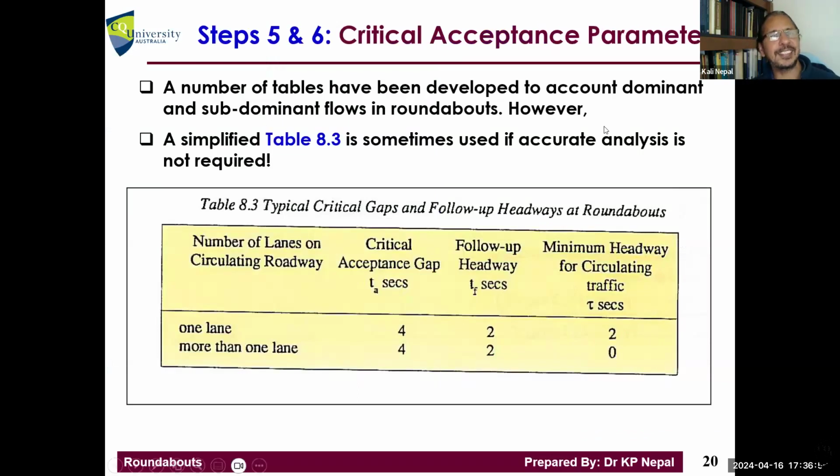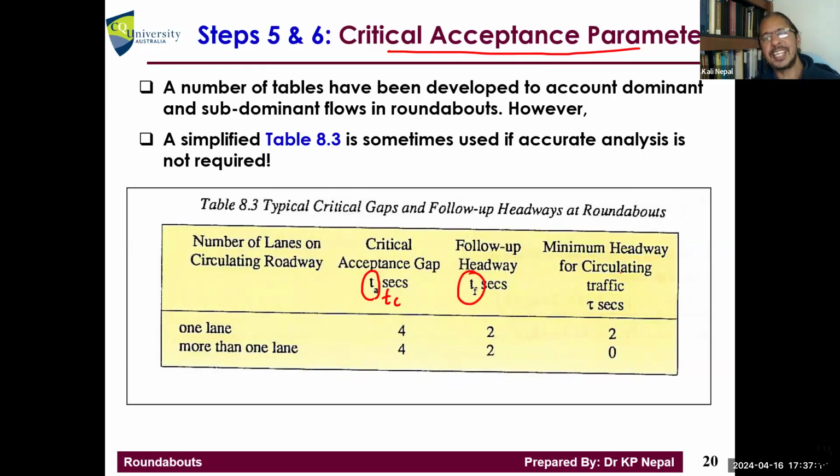So let's do the next step. What's the step number now? 5 and 6. Critical acceptance parameters, gap acceptance parameters, which is critical gap, TC. Again, the textbooks are different. Sometimes they call it TA, right? That's the same as TC we covered before. And TF is the follow-up headway.